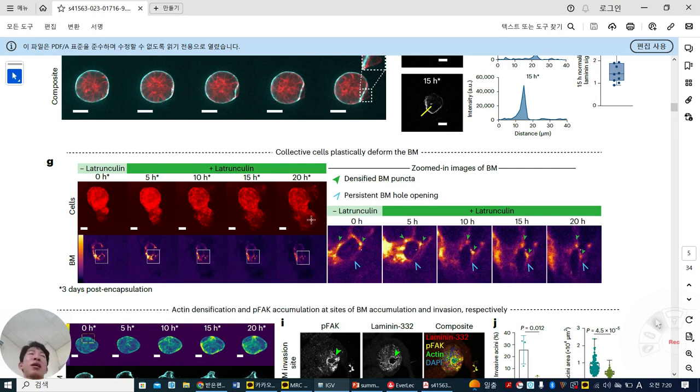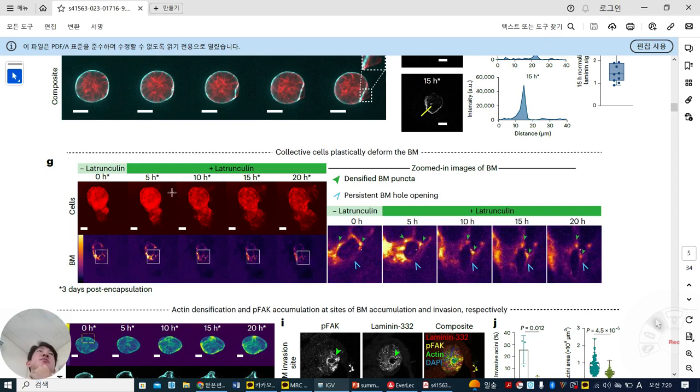Actually, in another figure they mentioned the role of actomyosin contractility and actin, but here they want to say that after forming this mismatch or accumulation of basal membrane, actin didn't support it.